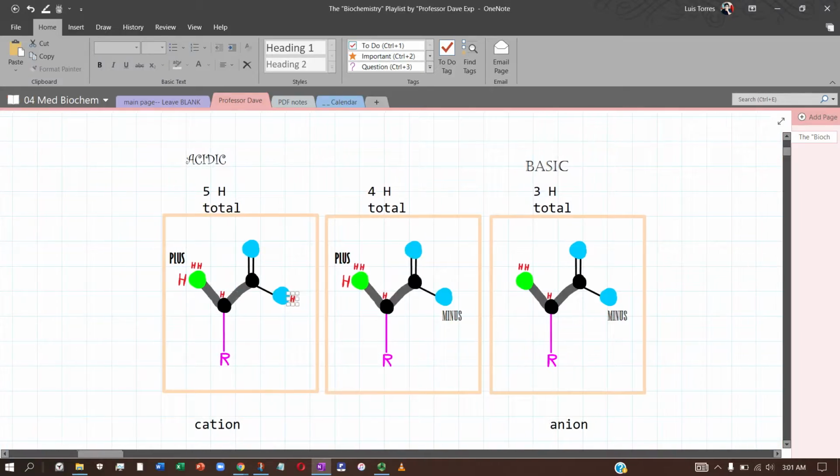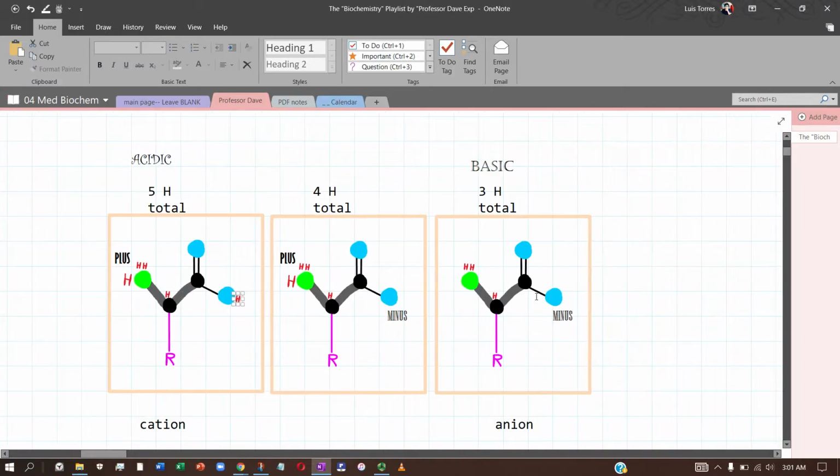So, and then over on the opposite end, whenever the amino acid is in a basic environment, it'll have a minus charge over here and a zero charge, a neutral charge on the nitrogen because it has just the right amount of hydrogens to make it neutral. But then this will be deprotonated, so there will be a minus charge on this oxygen.